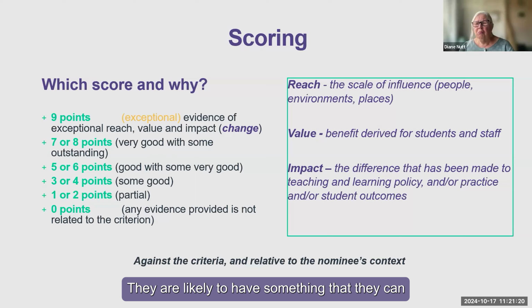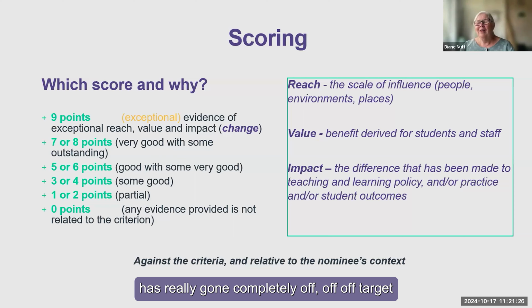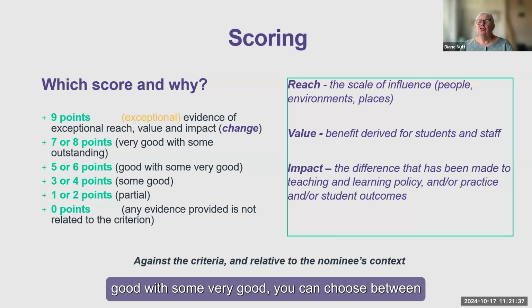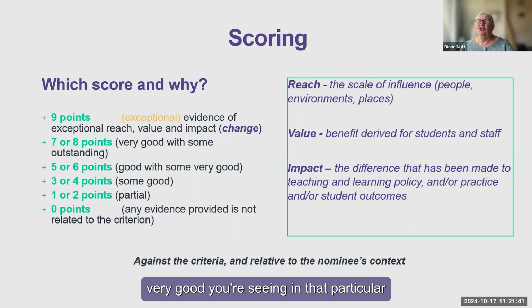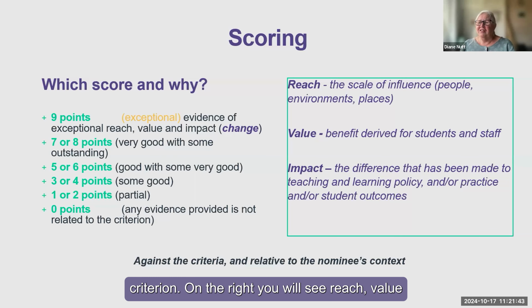They are likely to have something that they can put in as evidence. So you are unlikely to give a 0 unless someone has really gone completely off target altogether. The reason we have this pairing of scores is to help you differentiate so that when you're looking at a claim and you think it's good with some very good, you can choose between giving it a 5 or a 6, depending on how much very good you're seeing in that particular criterion.